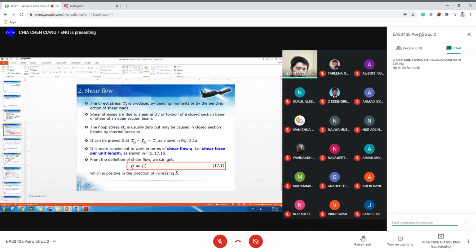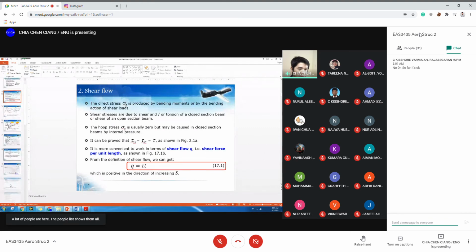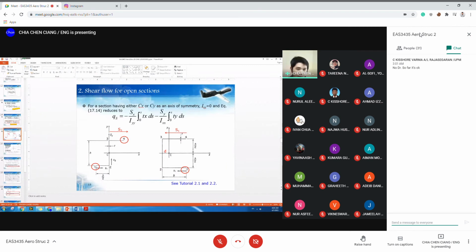Shear flow is a quantity we use to analyze the distribution of shear. Because if we have a beam like at the left or at the right, and we apply a shear force, for example, this is a spar of a wing. There is a lift, so the lift will somehow create a shear force, let's say at the wing root or any position of the wing.